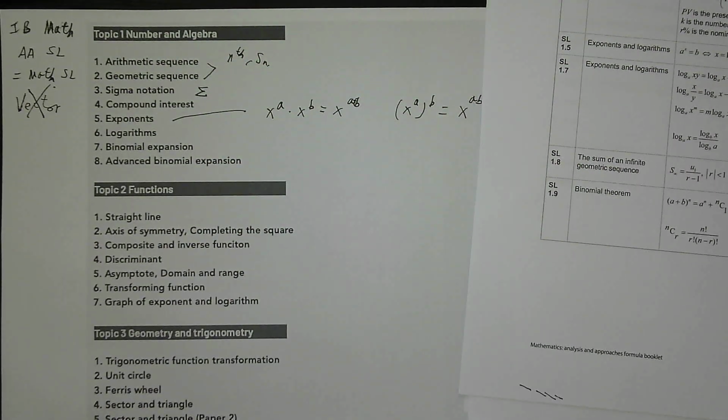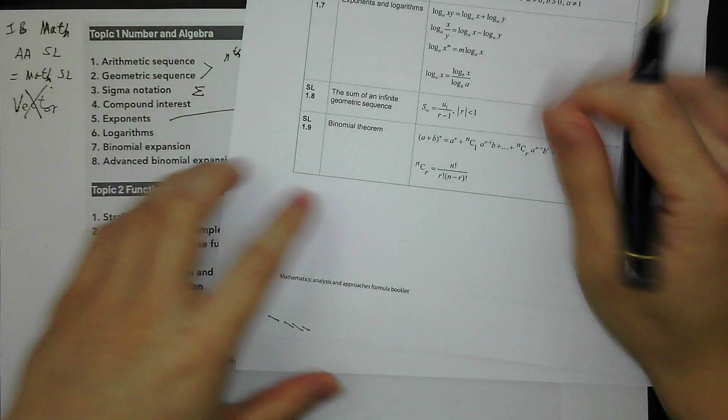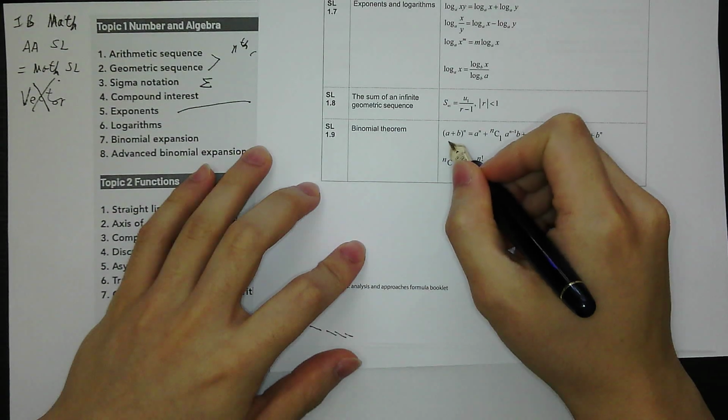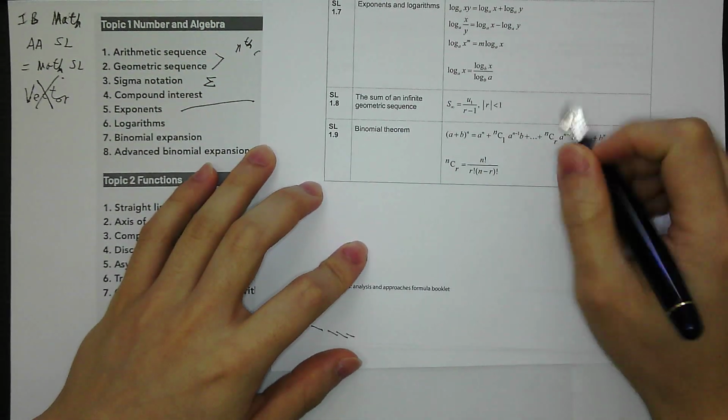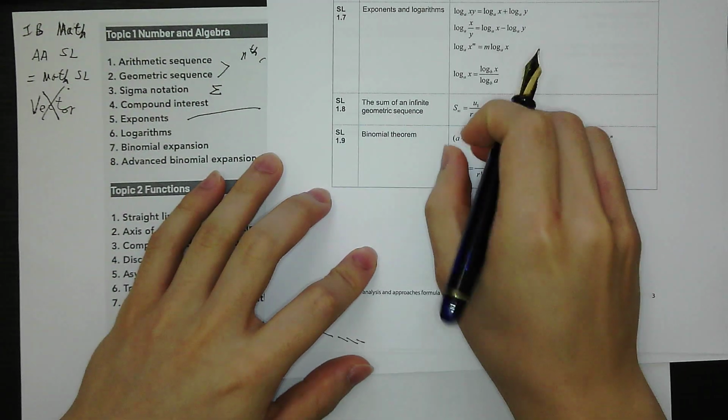Note 7 and note 8 are for binomial expansion. So note 7, binomial expansion, will cover the formula. It's also given in the formula book here. So how do you expand the binomial functions?